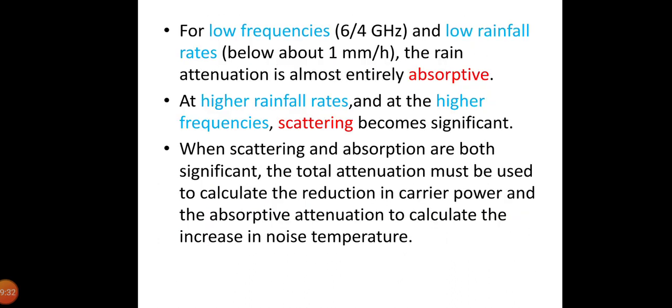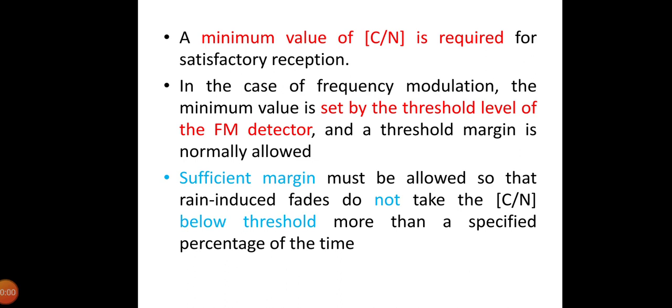For lower frequencies, that is for 6/4 GHz and low rainfall rates below 1 mm per hour, the rain attenuation is almost entirely absorptive. At higher rainfall rates and at the higher frequencies, scattering becomes significant. When scattering and absorption are both significant, the total attenuation must be used to calculate the reduction in carrier power and the absorptive attenuation to calculate the increase in noise temperature.